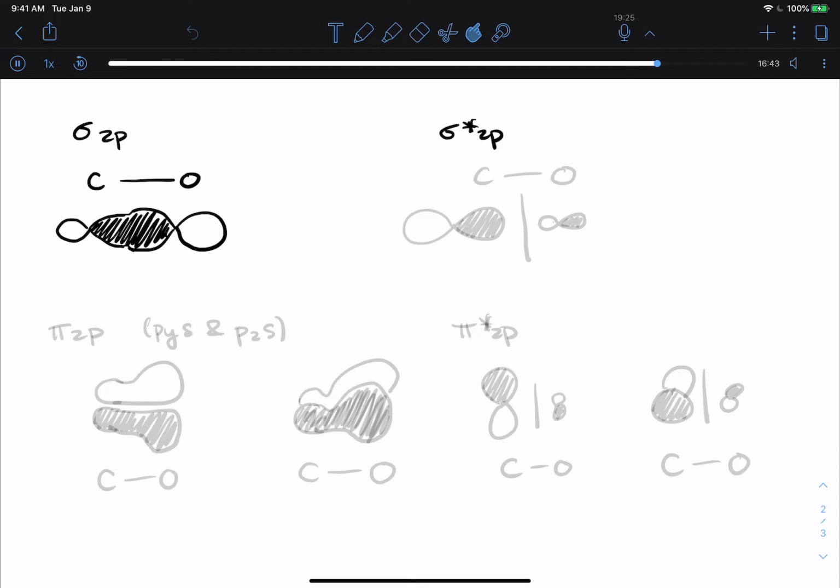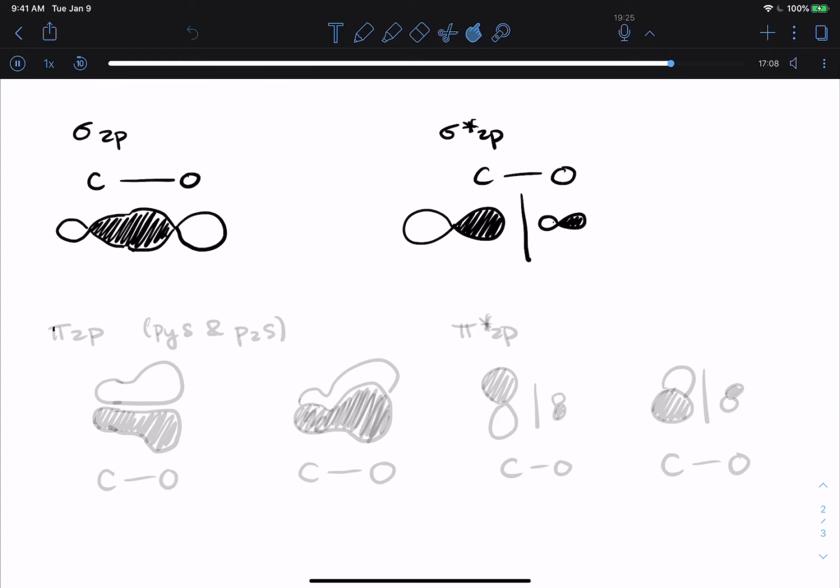Sigma star 2p, still carbon, oxygen, still a node, but now this is closer in energy to carbon, so my p orbital on the carbon side will be bigger than my p orbital on the oxygen side, and then I still need to label it as or shade it so that it's an anti-bonding combination.